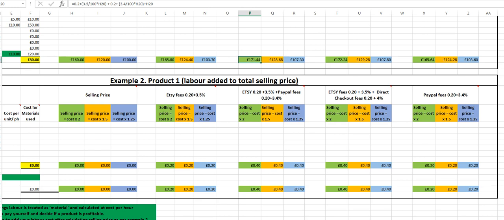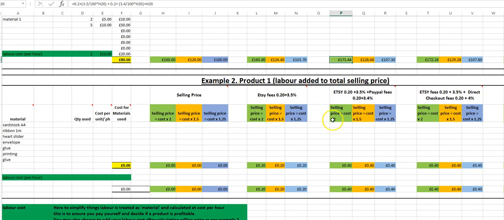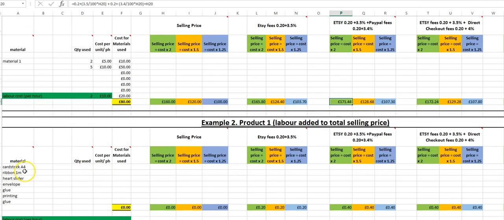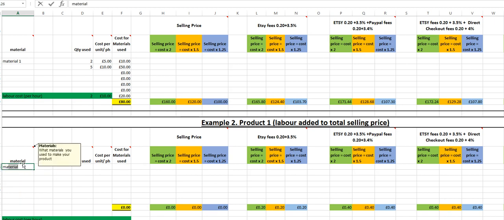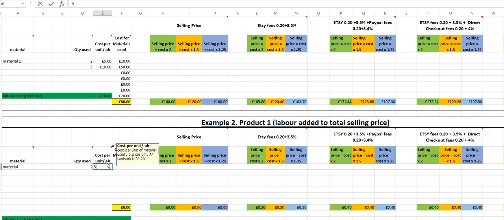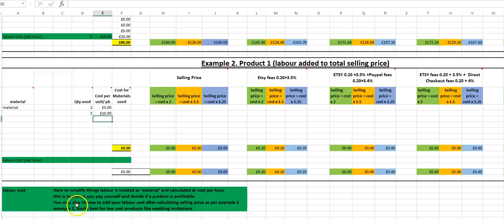Now, if we were to do the same down the bottom here, where your labor is added to your total selling price, let's delete that. For material 1, we use the same figures, so we use 2, at £5, and here for material 2 we use 5, at £10, and for labor you use 2 hours of labor at £10. So you can now see the difference.